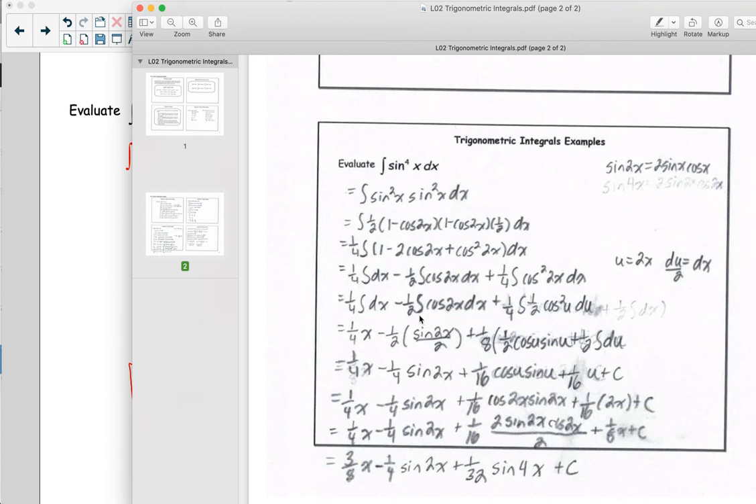And then continuing forward, I just went backwards on that one right away. That's minus 1/2 sine of 2x over 2. This one I did a bit of a substitution.